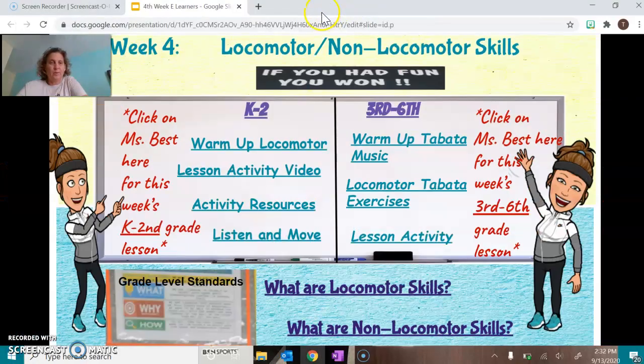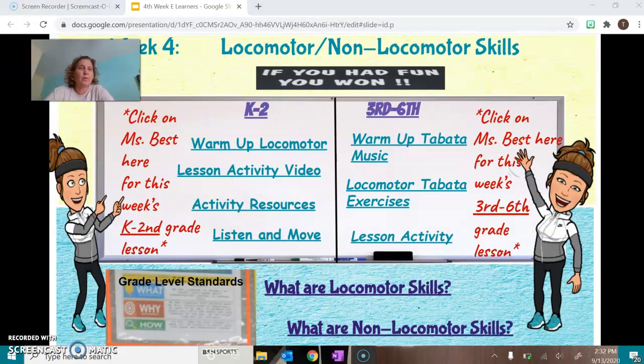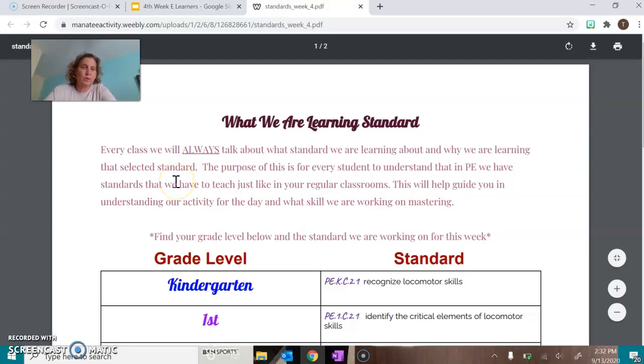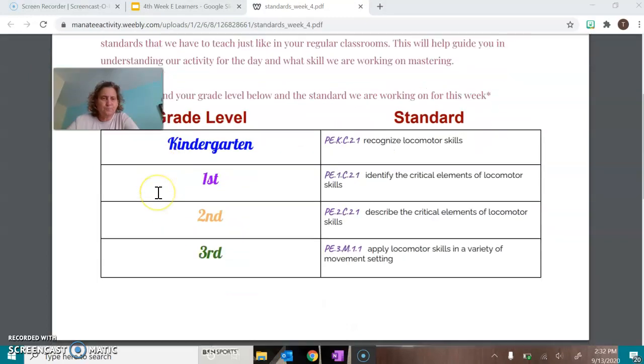All right, welcome back. So hopefully you got an idea just from that warm-up of what locomotor skills are. So we're going to go down here to our grade level standards, and we're going to talk about exactly what we are trying to achieve with our locomotor skills this week.